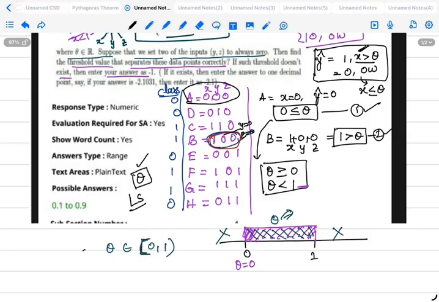Why did they give 0.1 to 0.9 in the question? Theta value is between 0 and 1, not including 1, only including 0. In this range, any threshold value will satisfy. This is the answer.